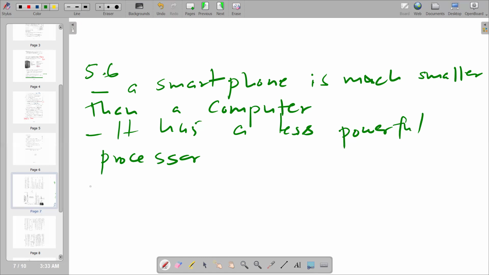Going on, we can also bring another difference: the secondary storage of a smartphone is smaller. So we are saying smaller.